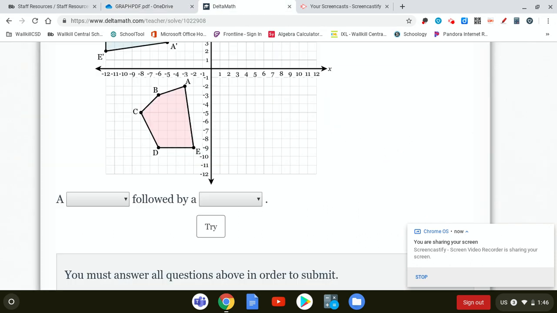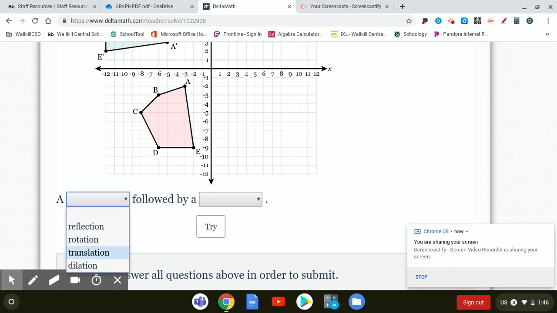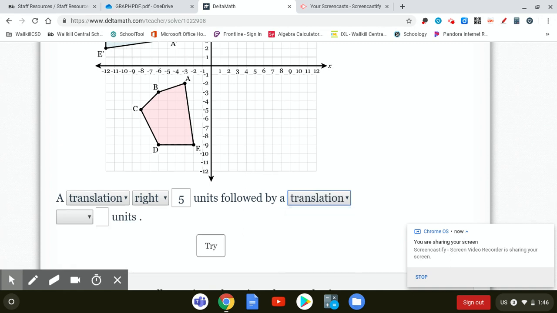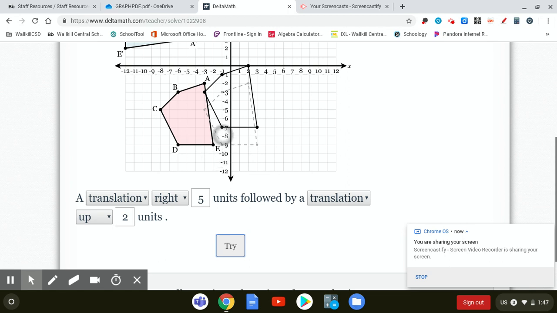So in this figure, this red figure, I'm going to translate this right 5 units and then up 2 units and see what happens to that red figure. So let's look at that. So it goes to the right 5 and up 2. So each point goes right and then up, right and up, right and up.